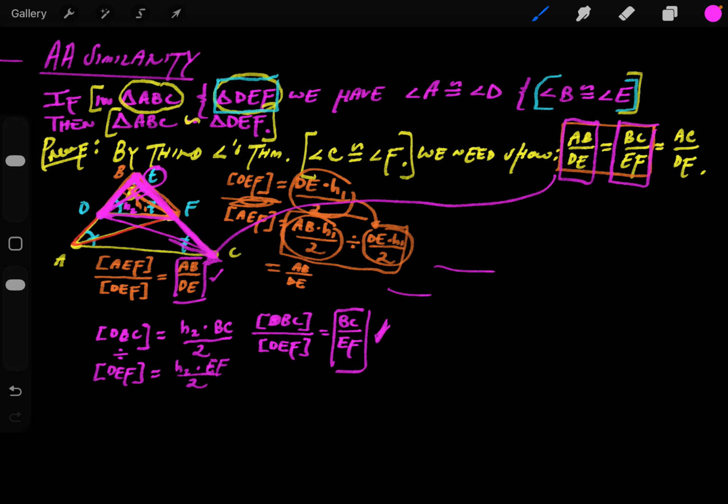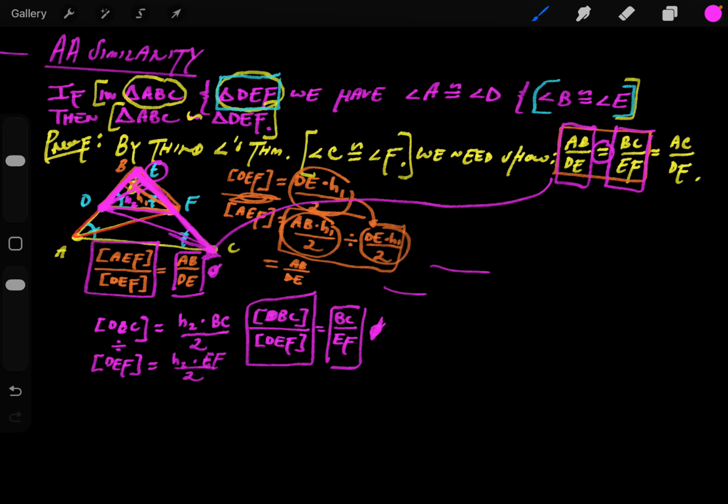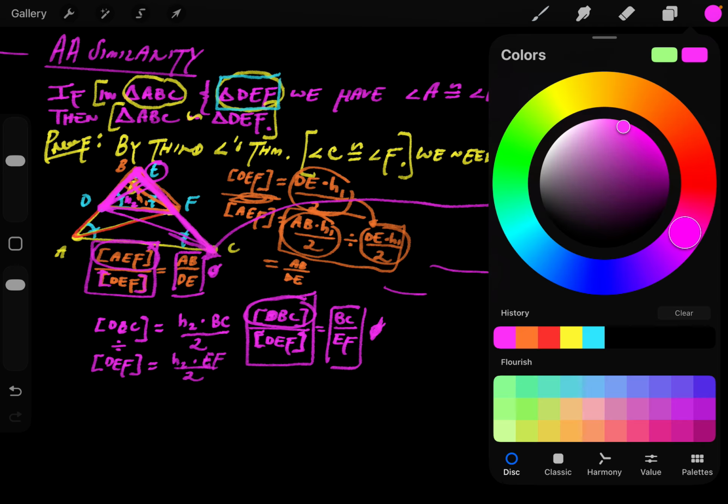Now, I want to ultimately show that this equality exists, that this one is the same as this one. If I show this is the same as this, then I'm done. So what do I need to show? The area of DEF is in the bottom of both of these already, so I only need to show that this is the same as this. And now we just sit here and make this argument.